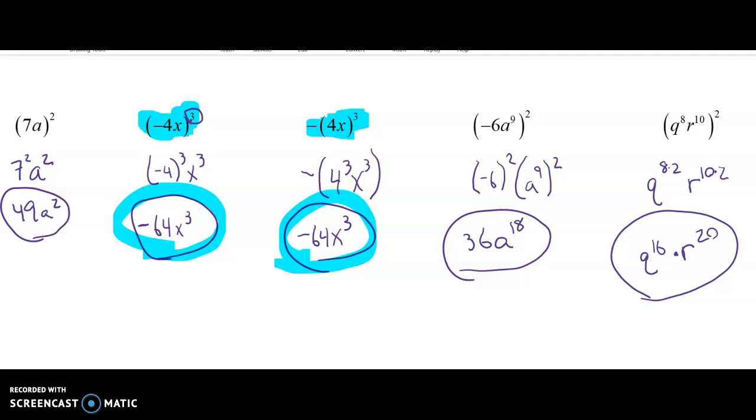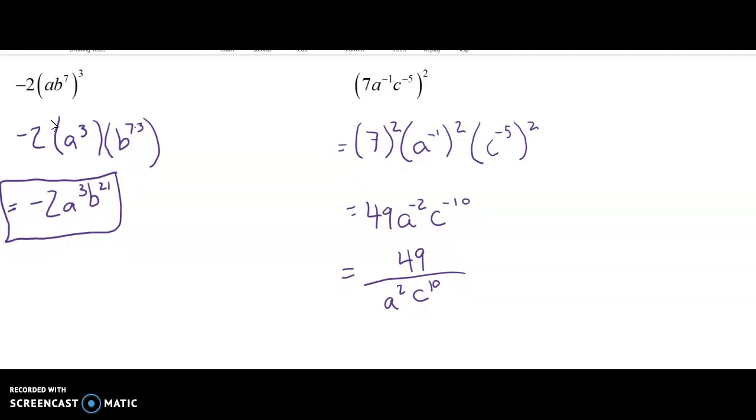Notice in negative 6a to the 9th squared, we're squaring the negative 6 and we're squaring the a to the 9th. So we're applying that exponent 2 to each factor within. Same deal for the next problem. And our last 2.